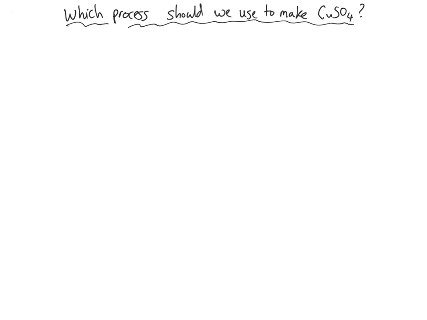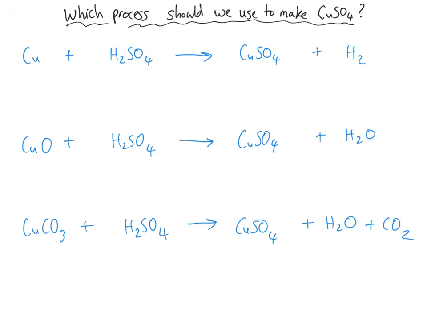Let's finish by looking at 3 examples where we can calculate the percentage atom economy by setting the scene and saying which process should be used to make copper sulfate. Maybe we want to use it for a pesticide or something like that. So we've got 3 chemical reactions as shown here. The first one is from copper reacting with sulfuric acid to make copper sulfate and hydrogen. The second one has copper oxide reacting with sulfuric acid to make copper sulfate and water. And the third one has copper carbonate reacting with sulfuric acid to make copper sulfate and water and carbon dioxide.